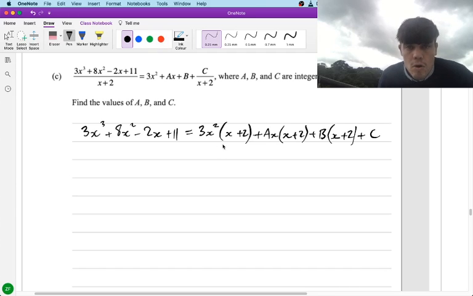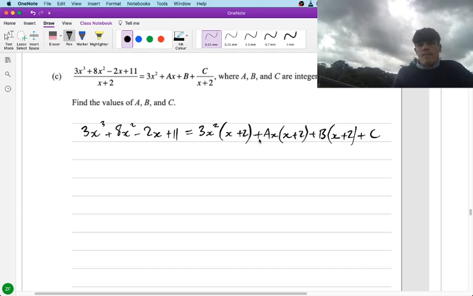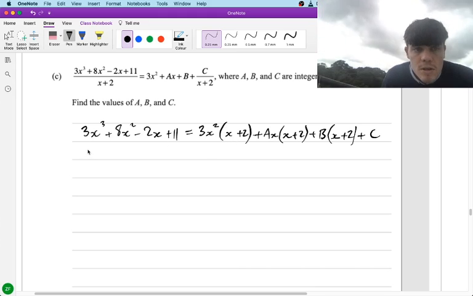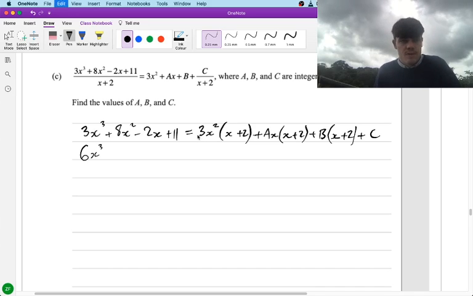Okay, so everything that's not got a letter involved, I'm going to shove over to the left-hand side. So that's 3x cubed. So that's going to make that 6x cubed. No it's not. Dang it. Nearly made a mistake. Yes, I'll throw the ball for you, Finn.